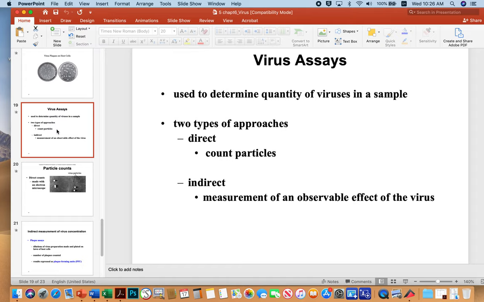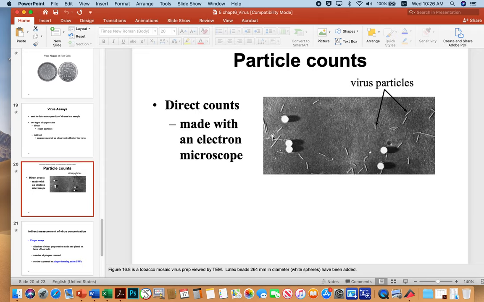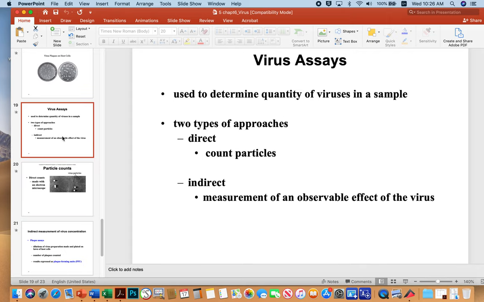So some of the virus assays used to quantify viruses: we can do a direct approach where we directly look at the viruses under the microscope and then count them. So here are some viruses scattered around under the electron microscope, and then we can do counts. If I know that I put a 1 microliter drop in this area, I can then count the number of viruses that are physically within that 1 microliter drop. But an indirect approach is measuring some kind of cytopathic effect.